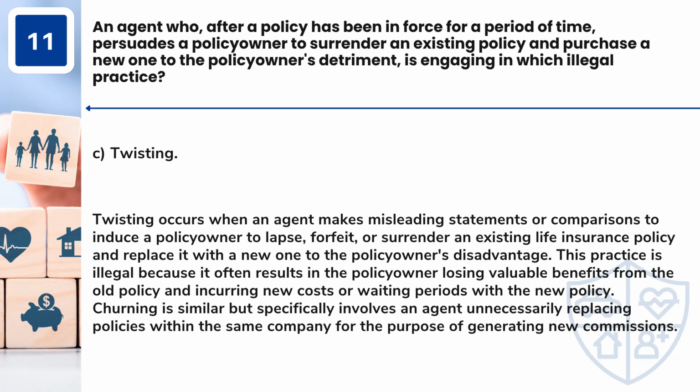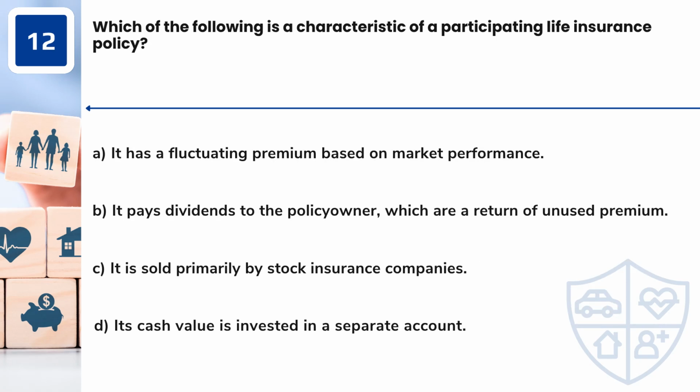Answer: C. Twisting. Twisting occurs when an agent makes misleading statements or comparisons to induce a policy owner to lapse, forfeit, or surrender an existing life insurance policy and replace it with a new one to the policy owner's disadvantage. This practice is illegal because it often results in the policy owner losing valuable benefits from the old policy and incurring new costs or waiting periods with the new policy. Churning is similar but specifically involves an agent unnecessarily replacing policies within the same company for the purpose of generating new commissions.